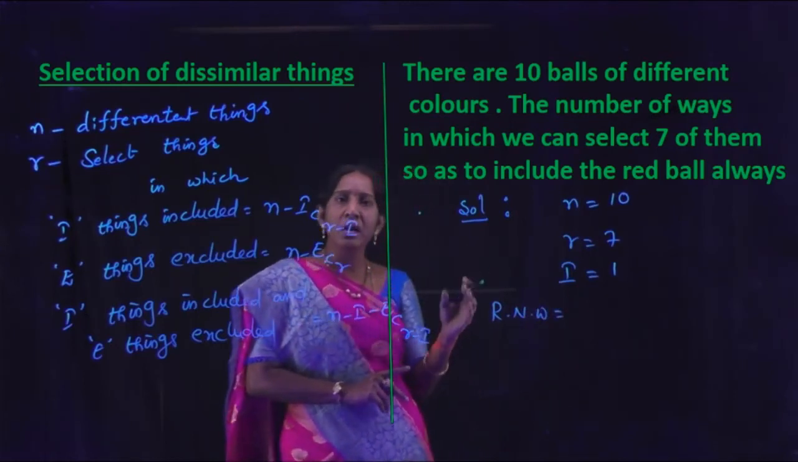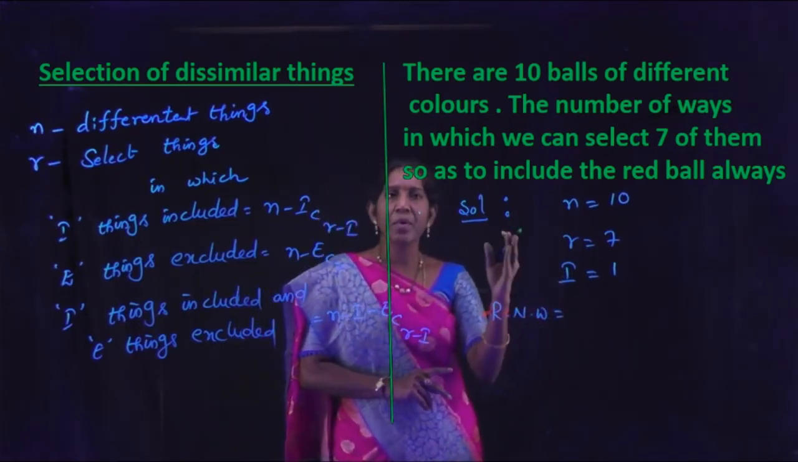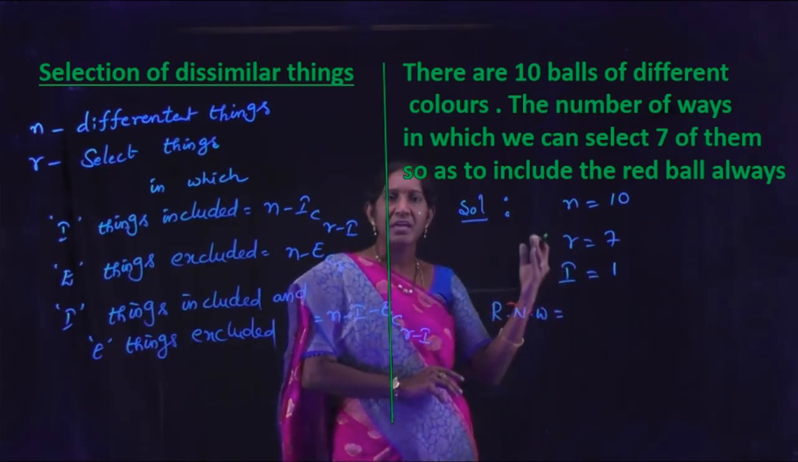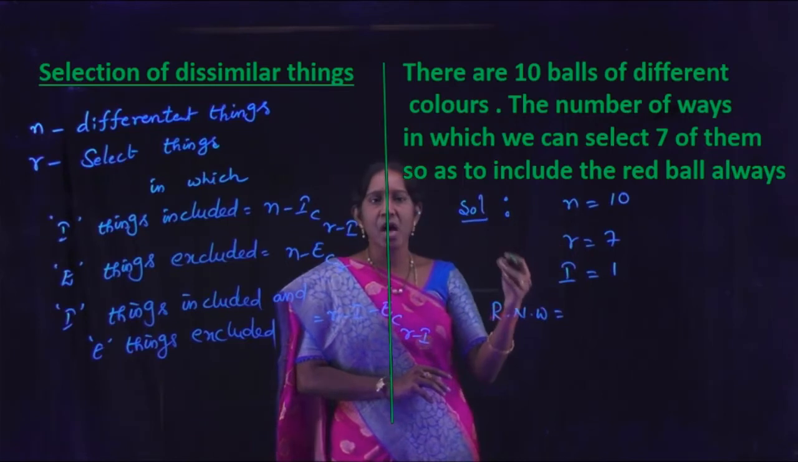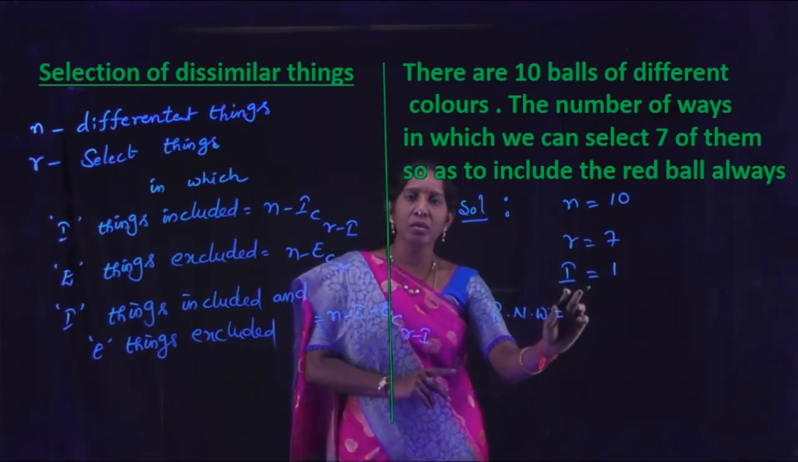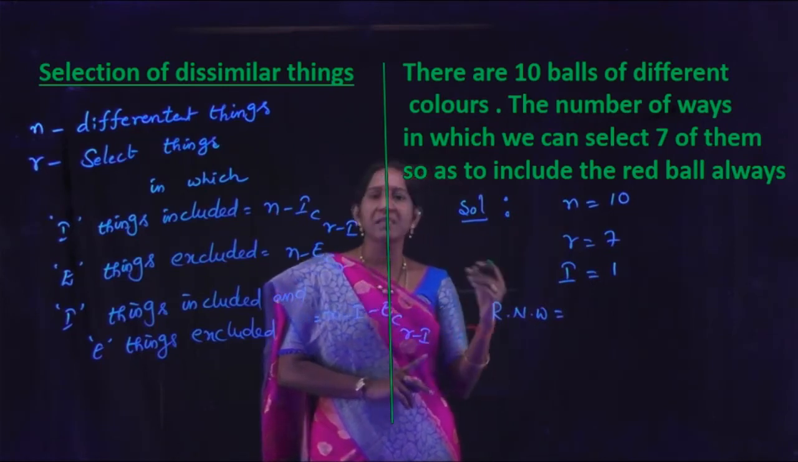Include the red ball always. So there are 10 balls of different colors. Each ball is of a different color. That means obviously the red ball is 1 only. So include the red ball always. That means i equal to 1.